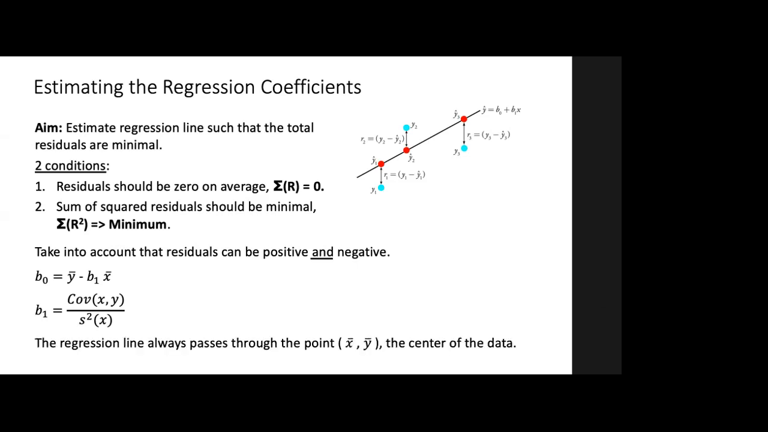Alrighty, and it's always important to know, right? It must be the case that the regression line always passes through the point x bar, y bar, so through the means, the point that is defined by the mean of predictor and outcome variable. So the center of the data.